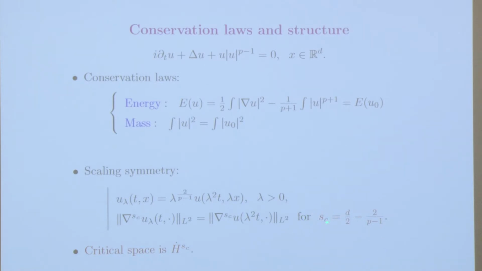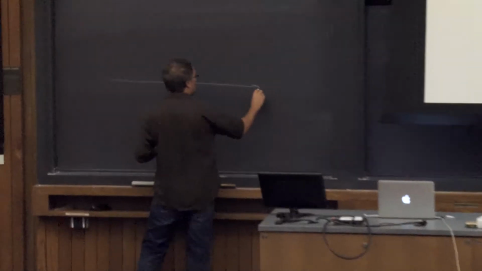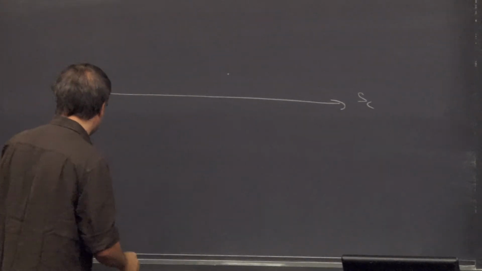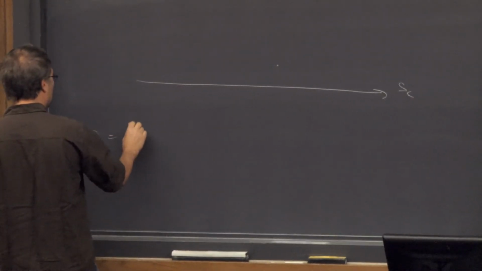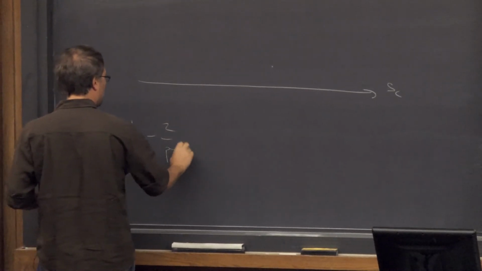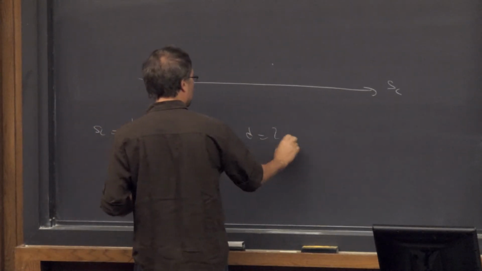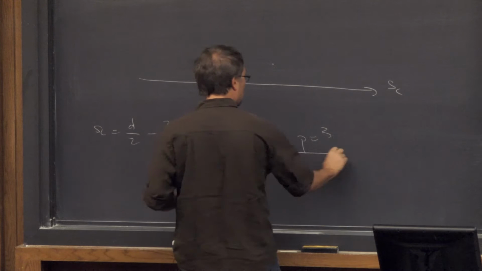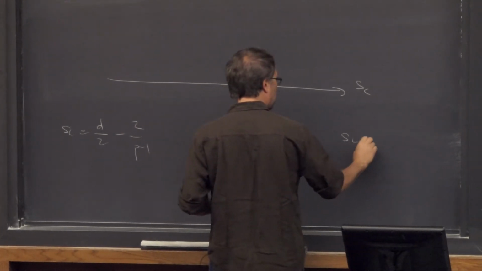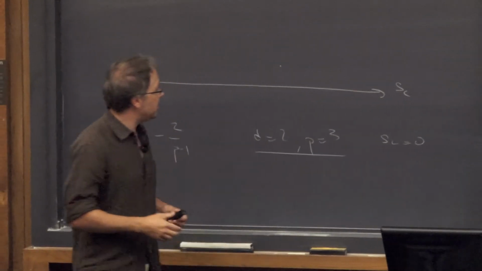So you do your algebra, and you find that this number is d over 2 minus 2 over p minus 1. Right, so if this is my critical exponent, s_c equals d over 2 minus 2 over p minus 1. The typical example is d equals 2, p equals 3.